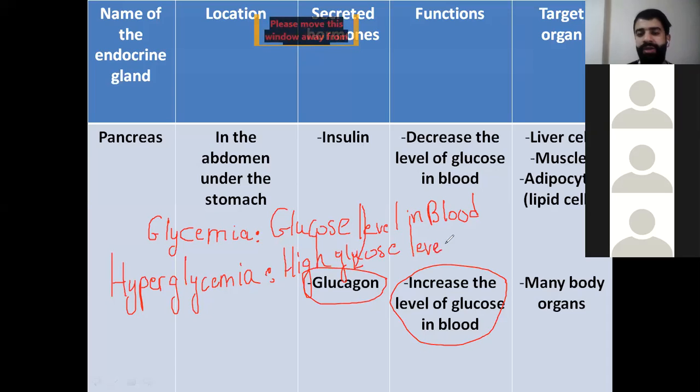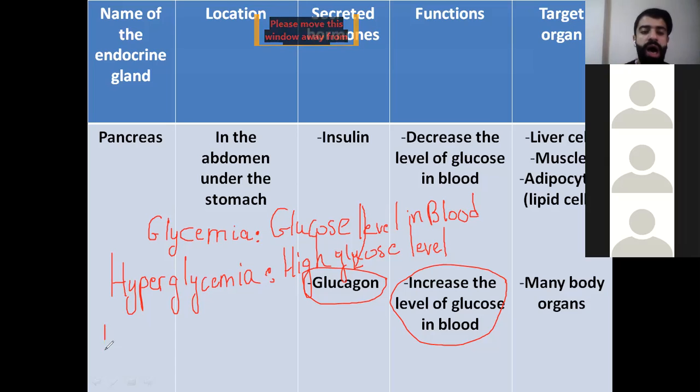When I spoke about hyperglycemia, if you remember, I explained it as hyperactive. You are hyperactive, meaning that you are more active than the normal. So here we have a high glucose level, higher than the normal.